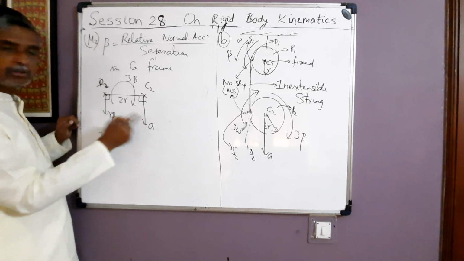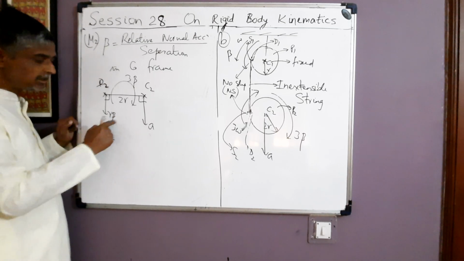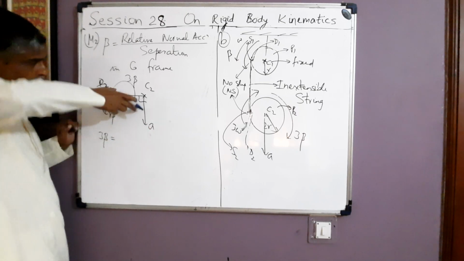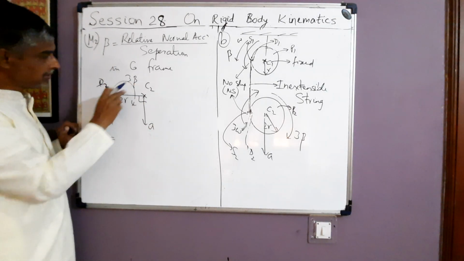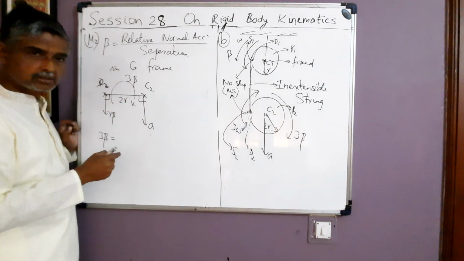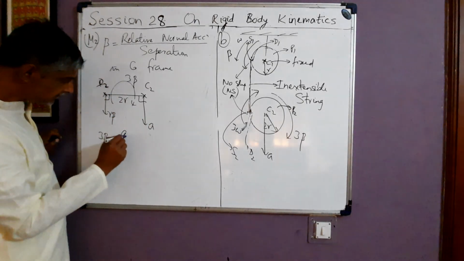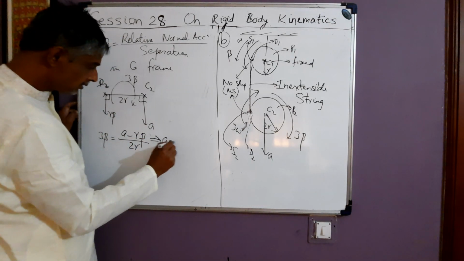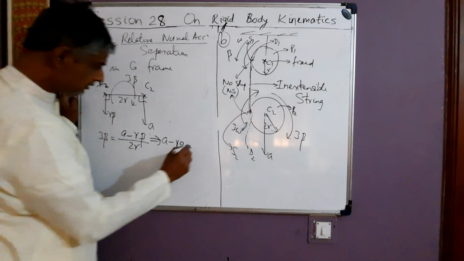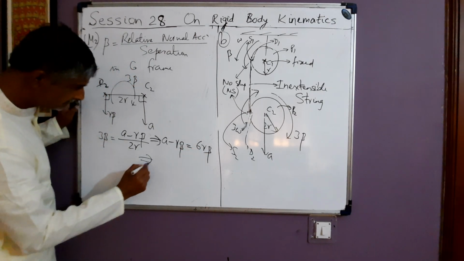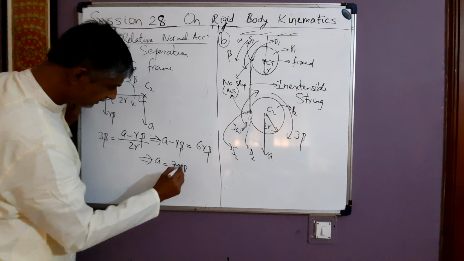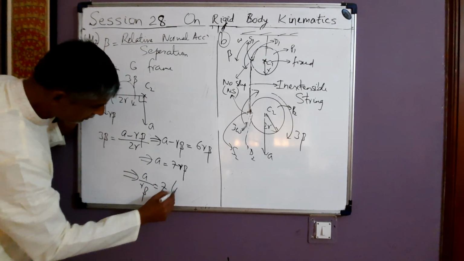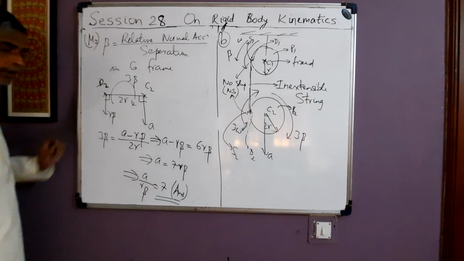Either A minus R beta or R beta minus A. Now which one should you write? If you write R beta minus A, then we mean that R beta should be more than A. Then rotation beta would be in anti-clockwise sense, but it is in clockwise sense. So you must not write R beta minus A, you must write A minus R beta. So it will be written as A minus R beta by 2R. So this means A minus R beta is equal to 6R beta. So this means A is equal to 7R beta. So this means A by R beta is equal to 7, which is therefore the required answer.